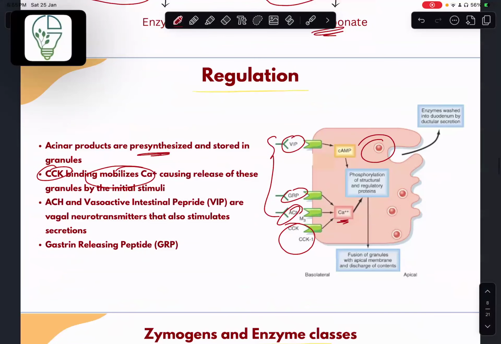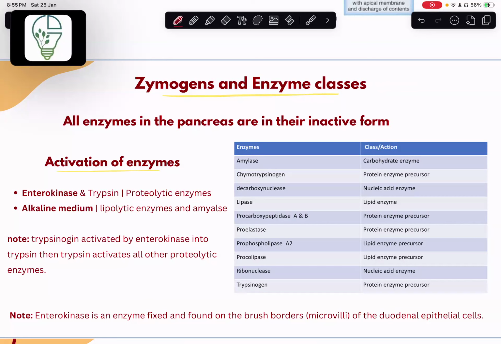Zymogens and their classes. What is a zymogen? A zymogen is basically an inactive form of a protein. I have the protein, but it is inactive. The active site isn't confirmed yet, or it's in its full form and not uncovered to bind. The zymogens are still inactive enzymes that need to be activated to be able to bind to a substrate and work.